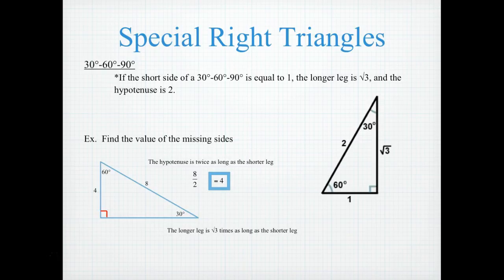Next, I multiply the short leg times the square root of 3, and that produces the length of the long leg. 4 times the square root of 3 is 4 root 3. So in a 30-60-90 triangle that has a hypotenuse of 8, the short leg would be equal to 4, and the long leg would be equal to 4 root 3.